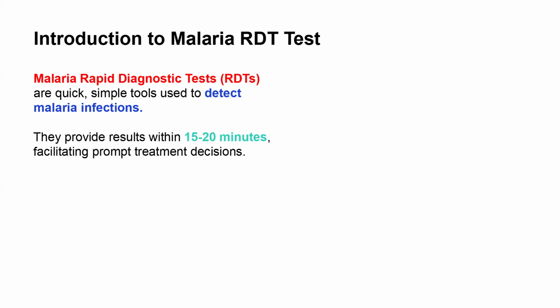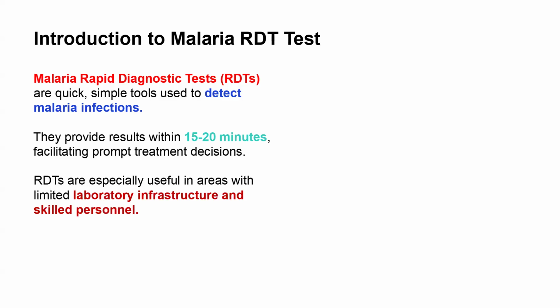The RDT malaria test usually provides test results within 15 to 20 minutes, facilitating prompt treatment decisions. So for the RDT test, it can give you your result within 15 to 20 minutes, and that can facilitate treatment decisions.